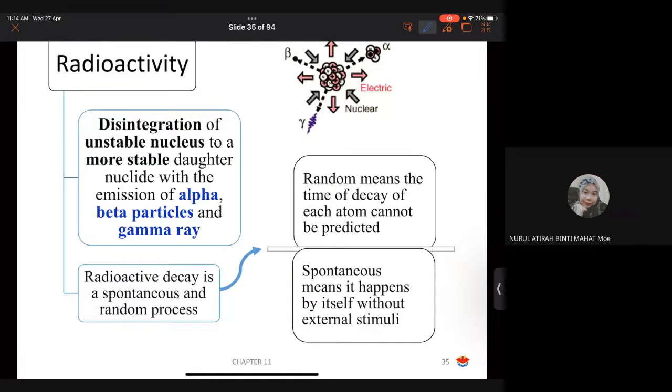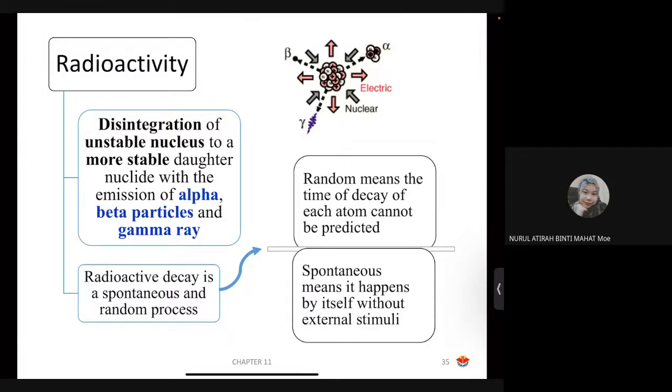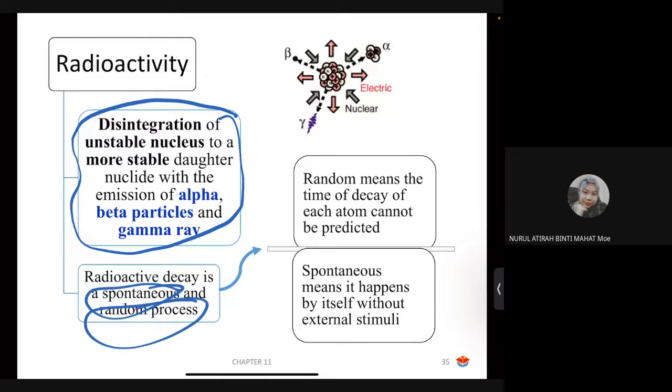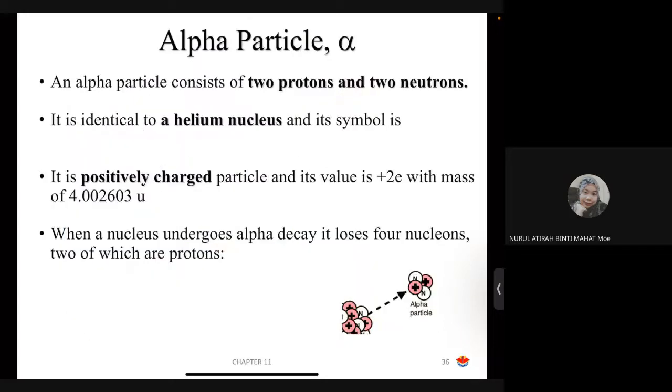So kita pergi kepada apa itu radioactivity. Dia adalah disintegration lah. Macam saya cakap, saya suka bayangkan radioactivity ni macam bangkai kucing kan. Dia telah makin merepuk lah. Dia berlaku secara spontaneous, random. Dan dia punya time of decay of atom cannot be predict dan dia berlaku secara spontaneous.